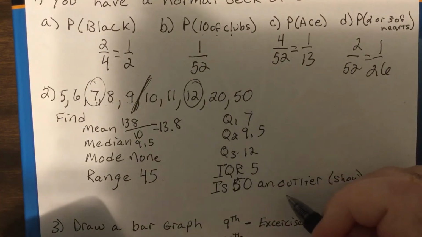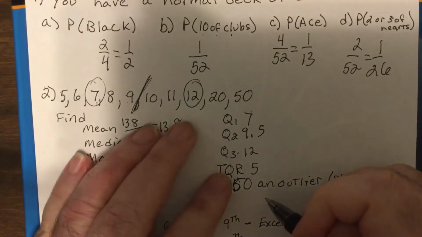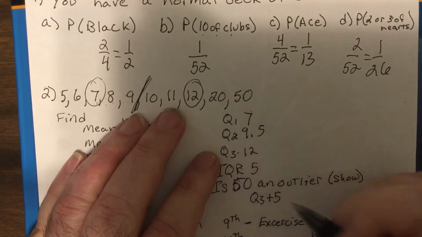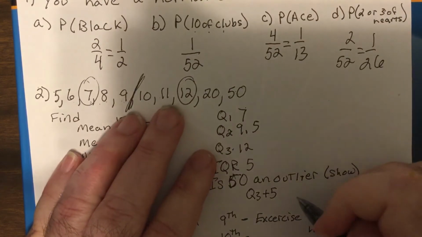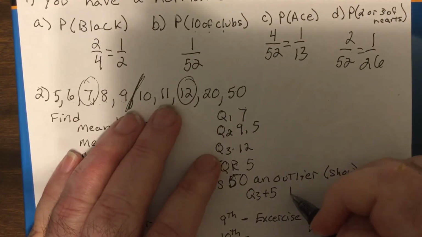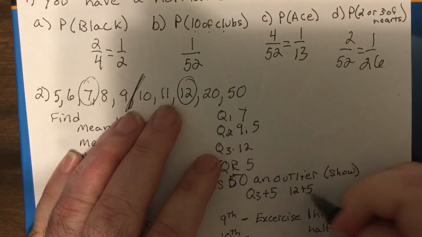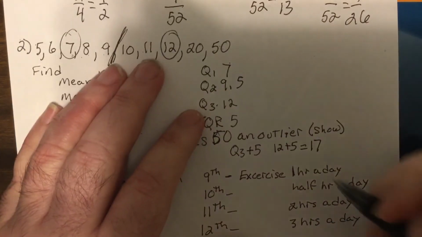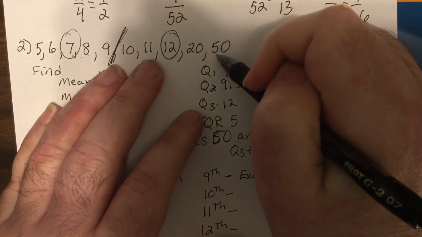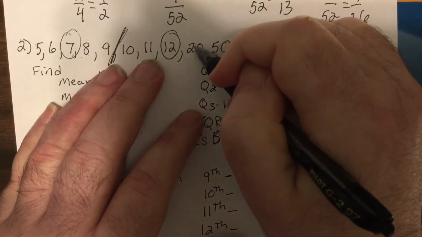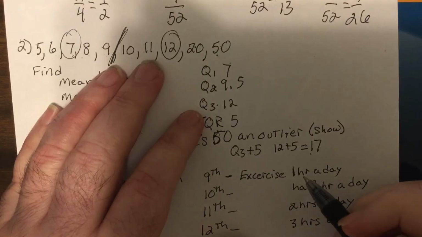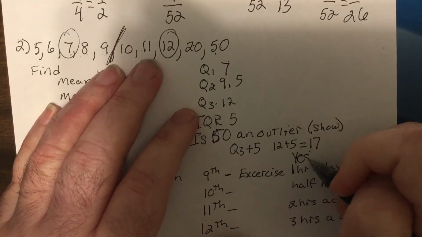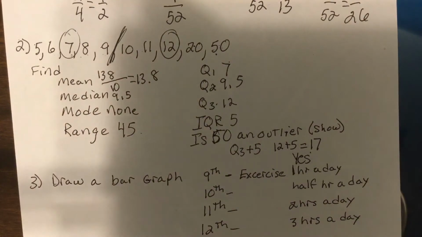And is 50 an outlier? Well, okay, so you just do Q3 plus 5 to see what's too big. Q3 is 12 plus 5 is 17. So in fact, not only is 50 an outlier, 20 is an outlier. They're both too big. So yes, it is an outlier. That's how you show if something's an outlier.